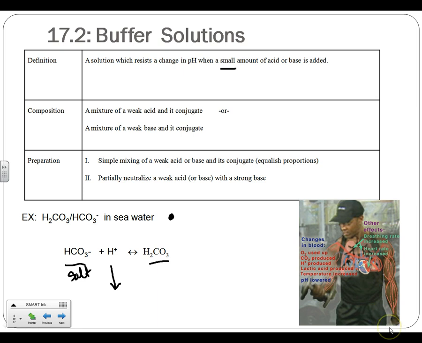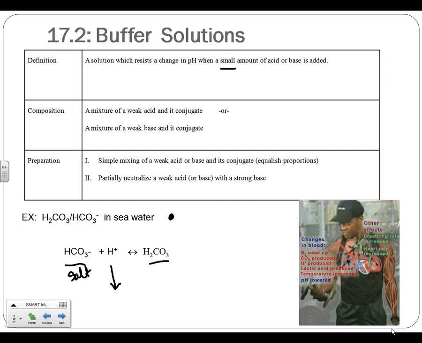How do we make a buffer? Well, there's a couple simple ways to do it. Sometimes the exams will ask you questions like, how would you prepare a buffer solution for this particular situation? The easiest way is to simply mix a weak acid or a weak base and its conjugate in about equal-ish proportions. 2 parts weak acid to 1 part strong base, you would actually create a nice little buffer solution.